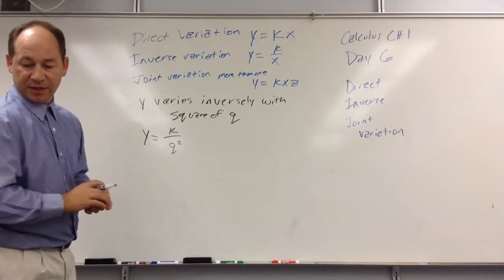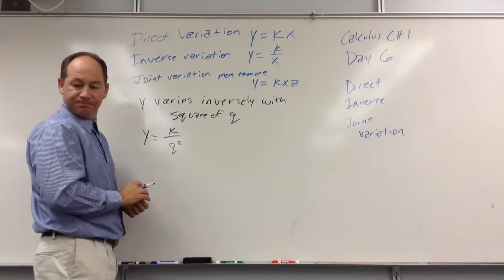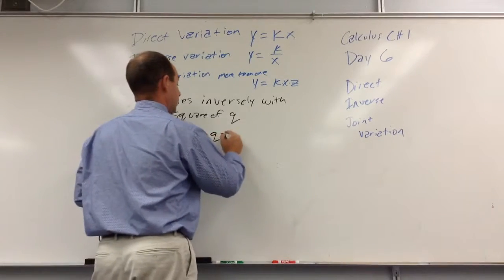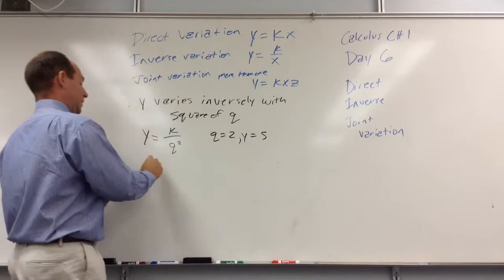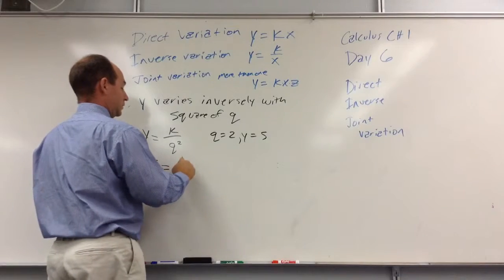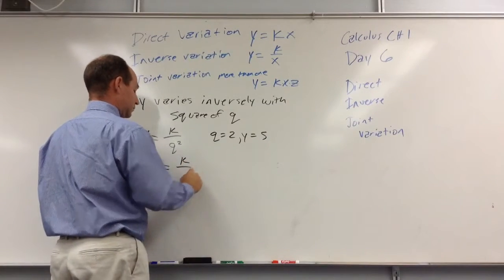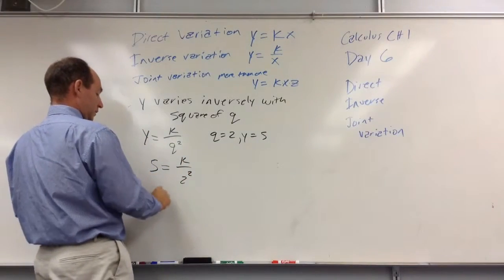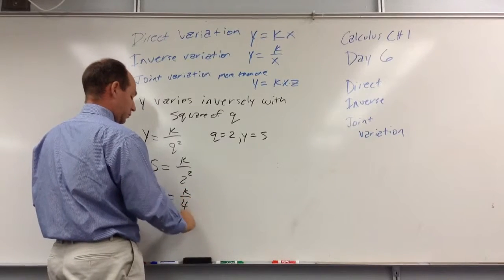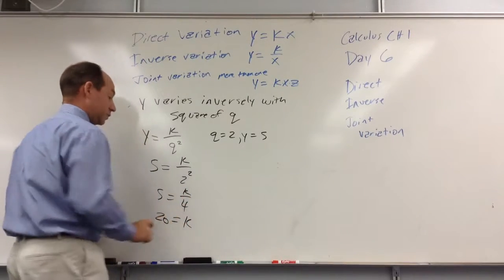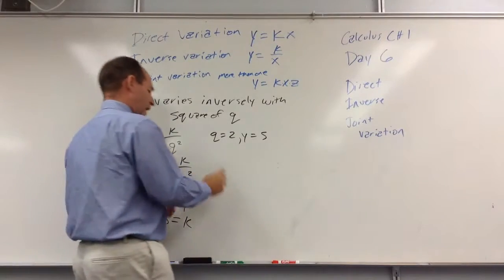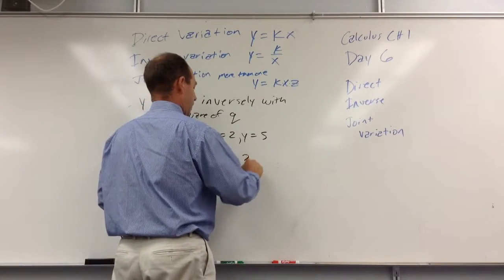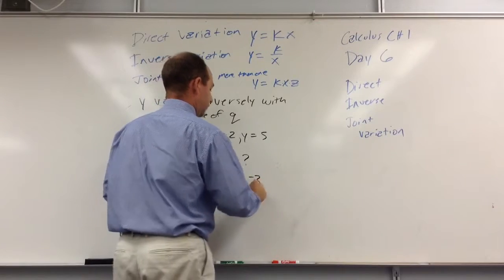Now, if I tell you that in addition to that, when q is 2, y equals 5, that means that 5 equals k over 2 squared, which means 5 equals k over 4, which means k is 20. Then we might ask you, hey, what's y when q is negative 3?